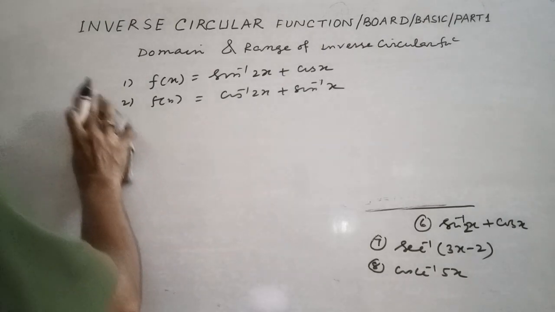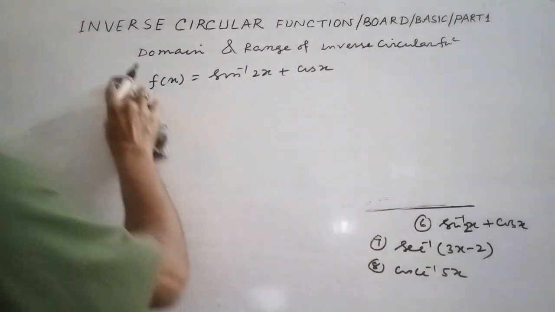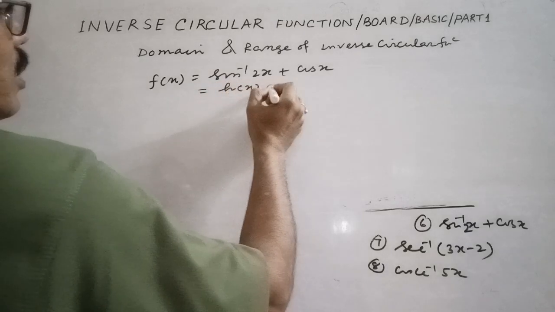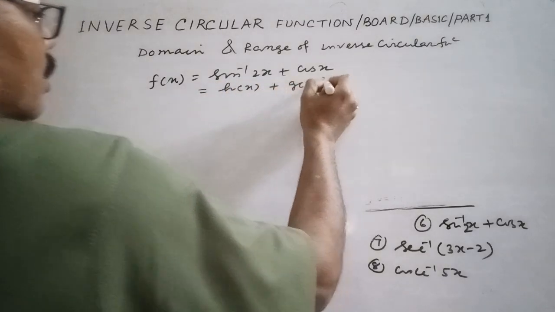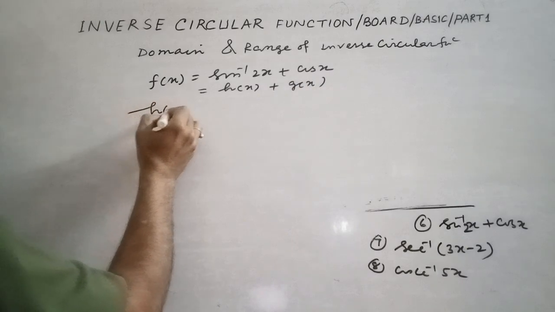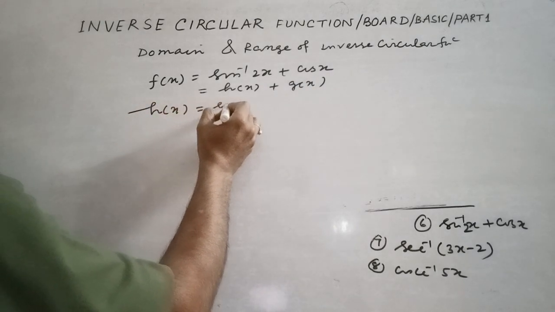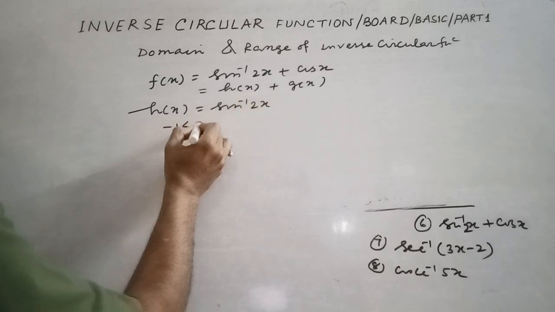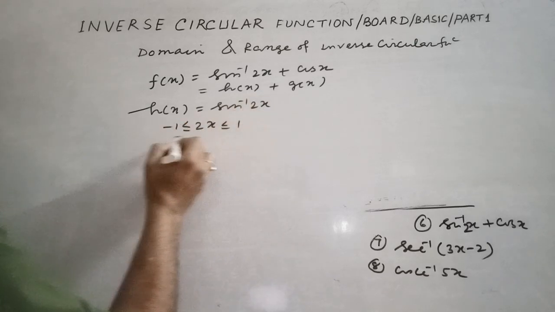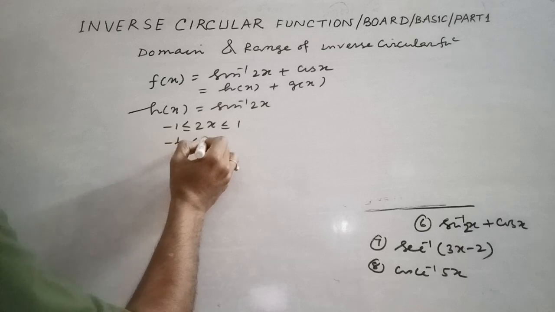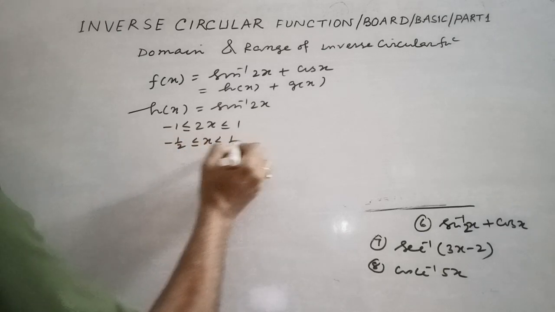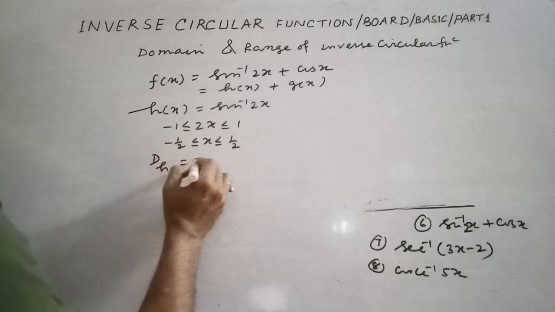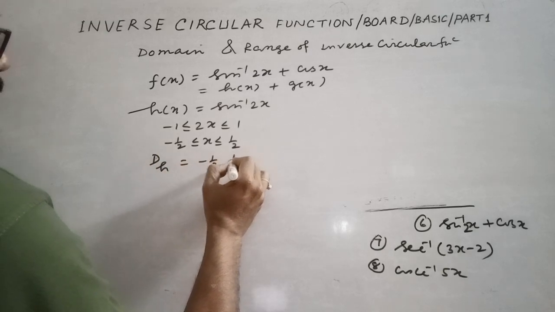So consider the first one. f(x) equals, so this is h(x) and this is g(x). So h(x) equals sine inverse 2x. So what is the domain? Very simple. Minus 1 to plus 1. So what is D of h? Domain of h, minus half to plus half.